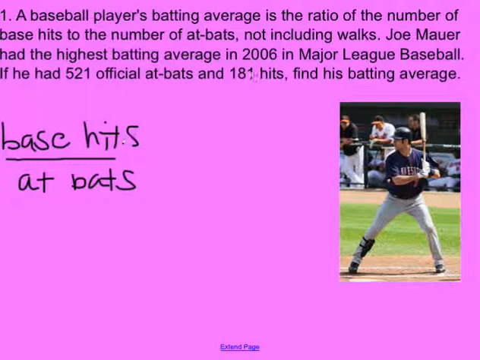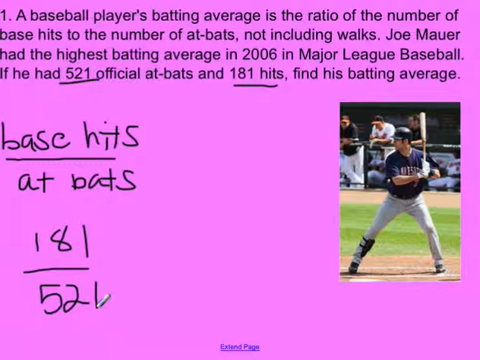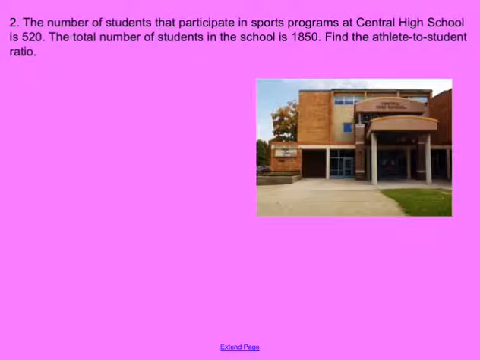So how many base hits did he have? He had 181 base hits divided by how many at-bats he had, which is 521. So now in our calculator, we can do 181 divided by 521 to get his approximate batting average. And when you do that, you get about 0.347. Again, that's what you get when you divide those two numbers. Next, let's take a look at number 2.